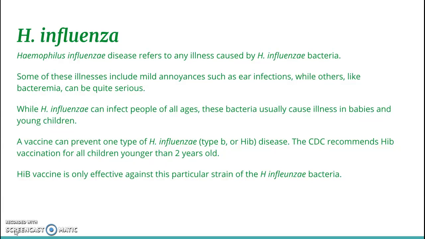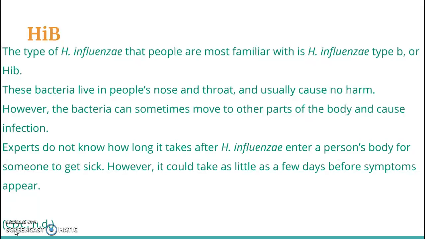One type of H. influenzae does actually have a vaccine. That's type B. That's the Hib vaccine, and the CDC does recommend that anyone under 2 years of age get this vaccine, but it does only work against that one type of H. influenzae. So these bacteria typically live in our noses and in our throats and don't always cause harm, but they can move to other parts of the body and create an infection.